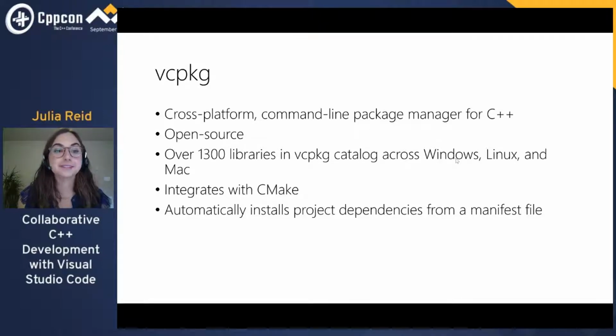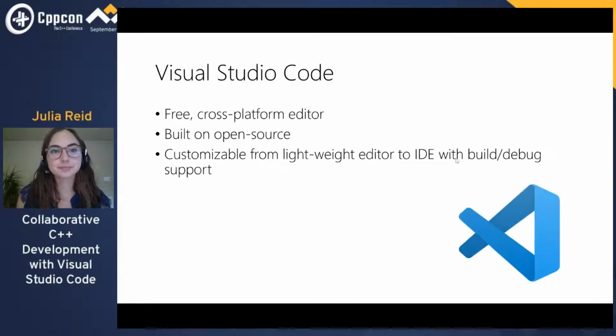You can integrate vcpkg with CMake so that CMake can find the libraries that you've installed on your machine using vcpkg. And if you add a vcpkg manifest file to your project repository that lists its dependencies, CMake and vcpkg will work together to automatically install those dependencies when you configure your project for the first time. You don't need to install those dependencies beforehand. All you need to do is have vcpkg installed on your machine.